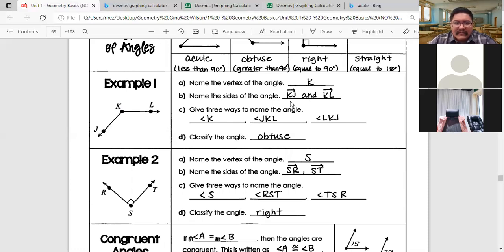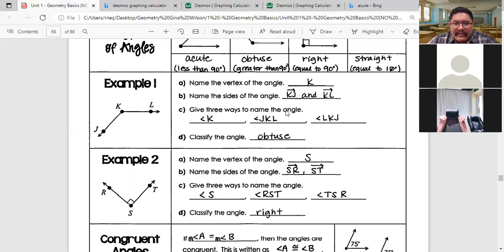Name the sides of the angle. So KJ and KL. So those are the two sides. Think of it like clock hands, right? So if this was a clock hand, it might be something like 8:15 or something like that. Probably not exactly, but 8:15 would be a very close time that this clock would show. But basically, in this case, it would be like the hands of the clock. All right, let's move on to the next one.